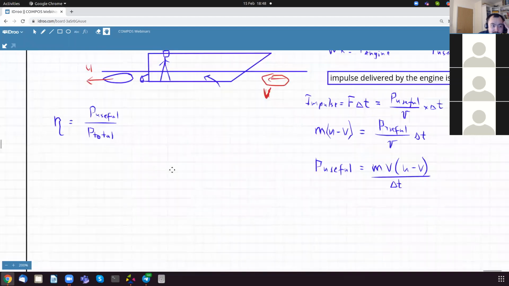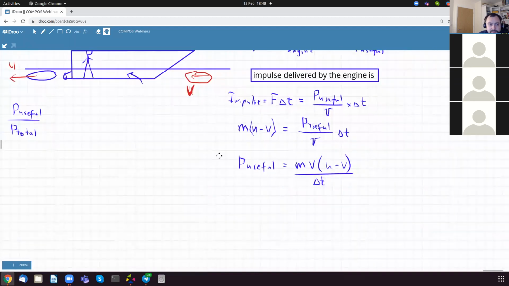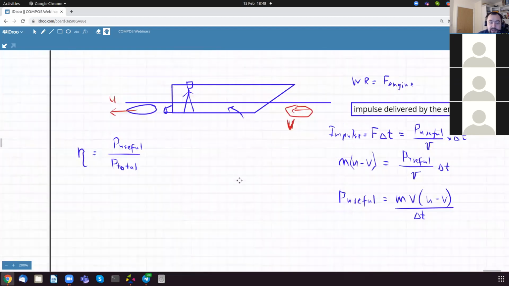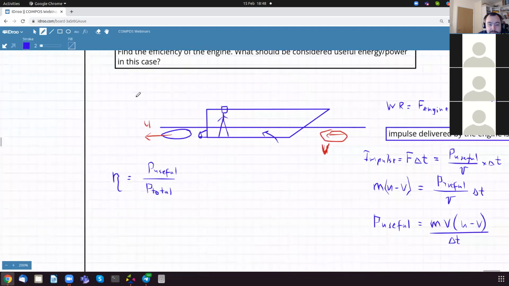Now we need the total power. And now we go into the frame of reference of the ship. In the frame of reference of the ship, the water reaches you with initial speed V. So V initial is V. And V final is U, just U.